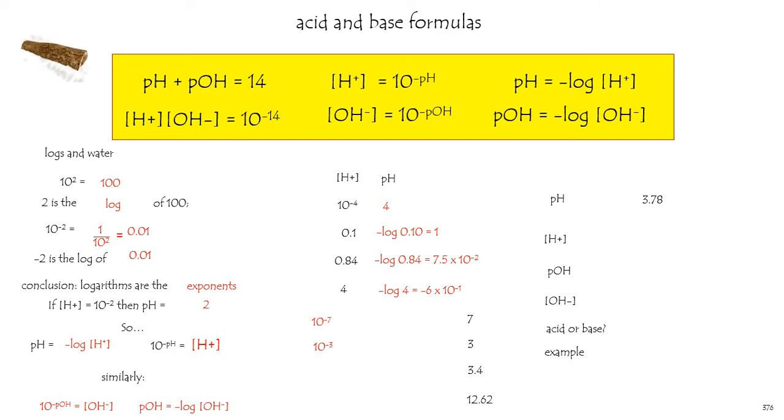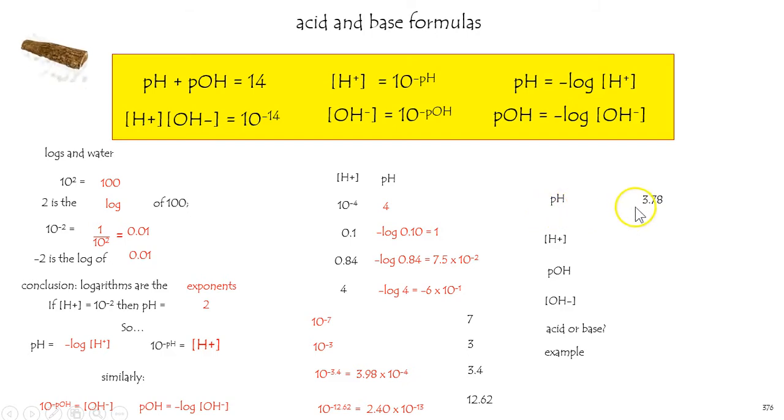If it's 3.4, you could write 10 to the minus 3.4, but usually people want you to find out what that's equal to, and there it is. 10 to the minus 12.62 for that basic solution. The hydrogen ion concentration is very, very low. 10 to the minus 12.62, or 2.4 times 10 to the minus 13th moles per liter. Since all these things are true, you really only need one piece of information to calculate the rest. And these are common problems on tests.